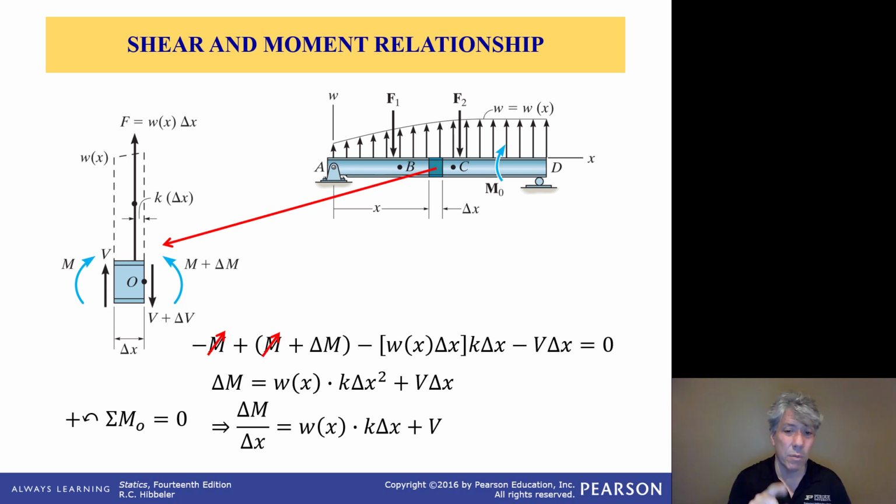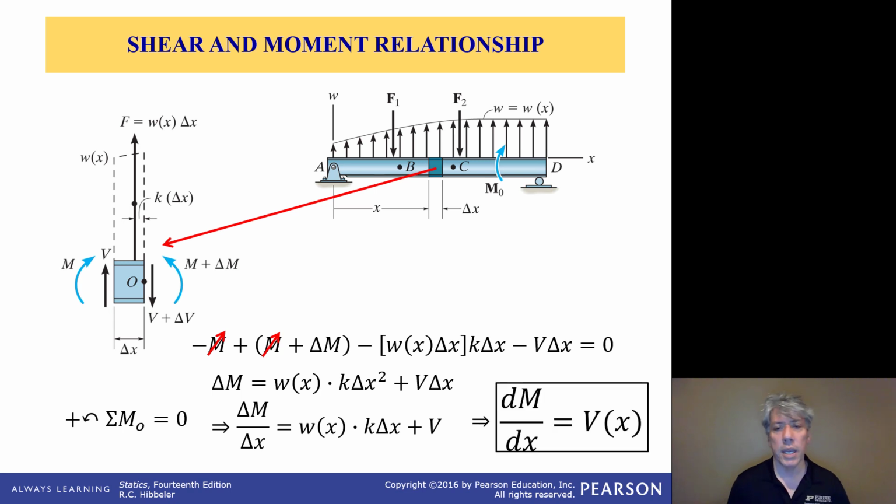Well, the first term, w k delta x, still has a delta x in it, but the next term does not. So now when we allow that delta x to go to 0, that first term, w k delta x, will go to 0, and we'll end up with the equation we came for, which is the rate of change of the moment with respect to a change in position is equal to the shear as a function of position along the length of the beam. So really the shear represents the slope of the moment graph.